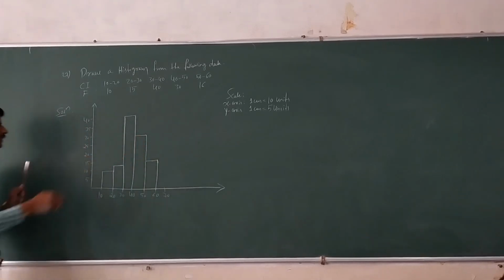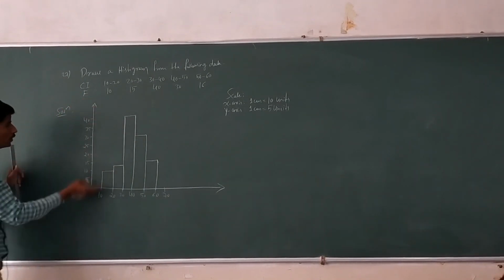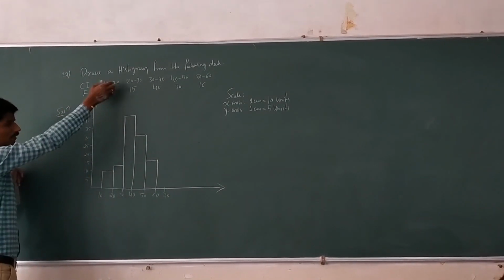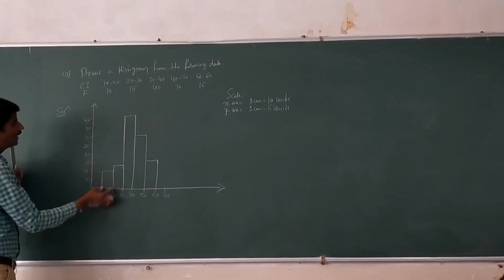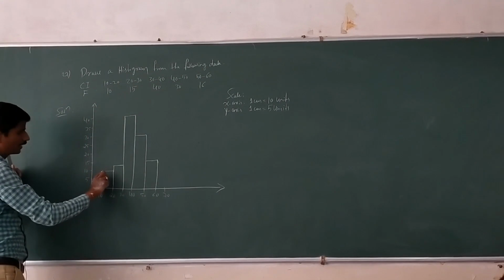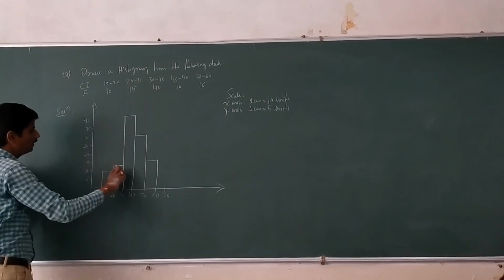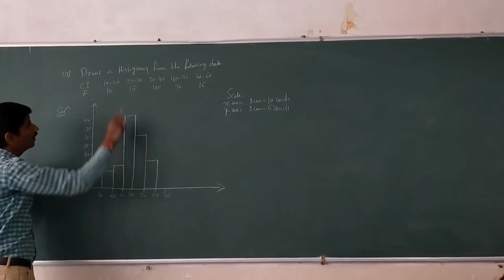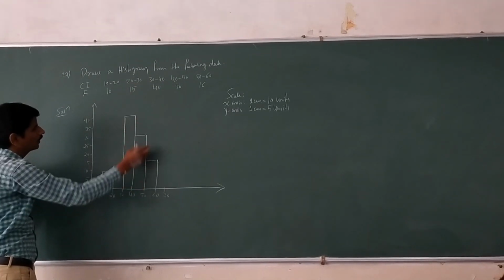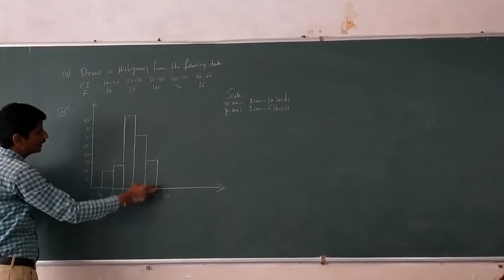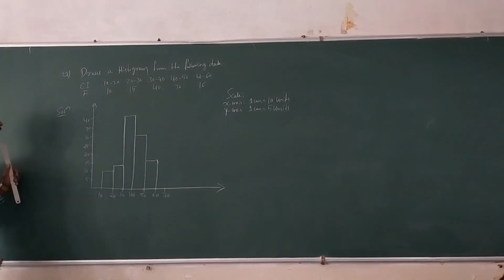See, it is said to be a histogram. Draw a histogram from the following data. First draw the first rectangle, that is 10 to 20. 10 to 20 height is 10. Next, 20 to 30 height is 15. Here the bars are attached. 30 to 40 height is 40, 40 to 50 height is 30, and the last one is 50 to 60, height is 16. Okay, it is a histogram.